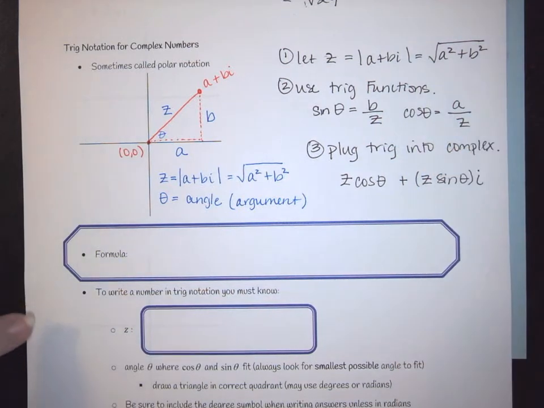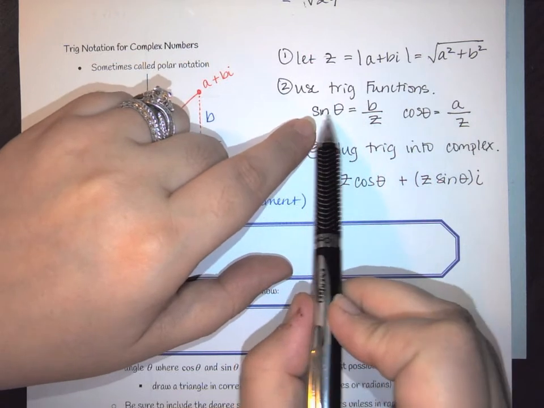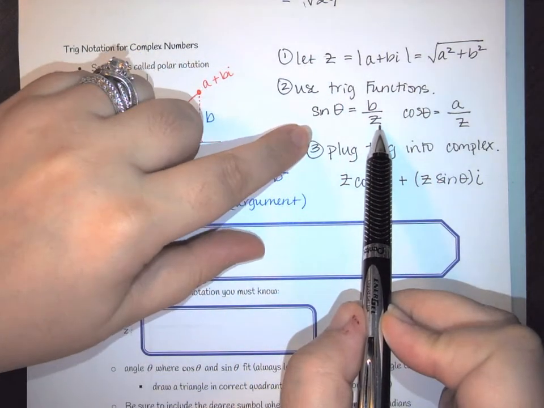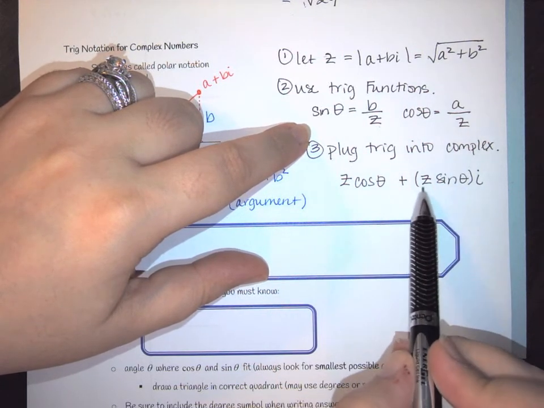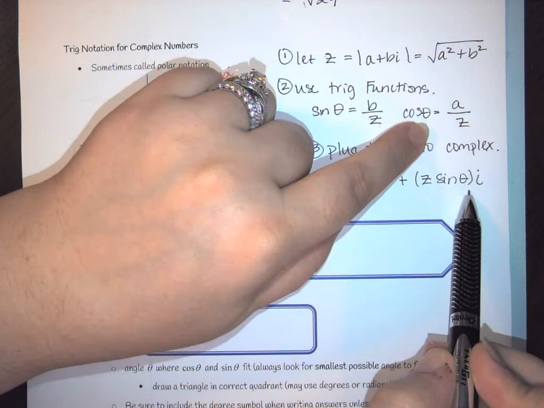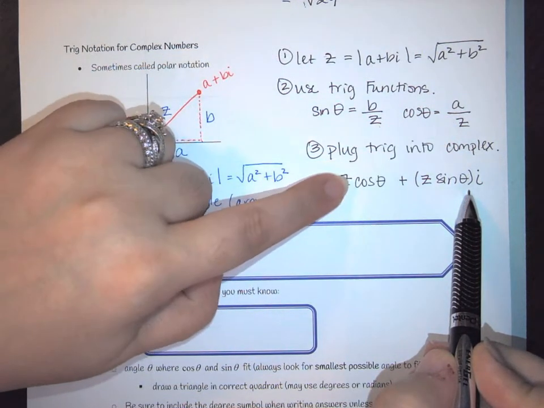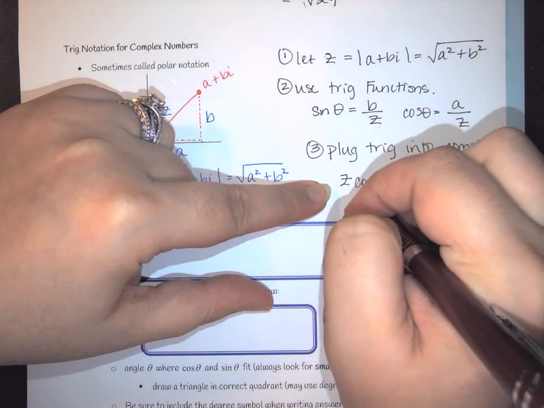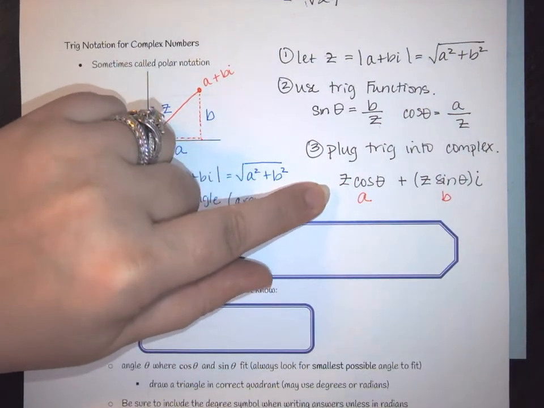And we get that by looking very closely here. You can see I have the sine of my angle equals b over z. So if I solve for b, I multiply both sides by z, and that's how we get this right here. Now for the cosine of the angle, it's a over z. So again, if I solve for a, I get this here. So again, what do I have? I have a plus bi, and so that's what we've done here.